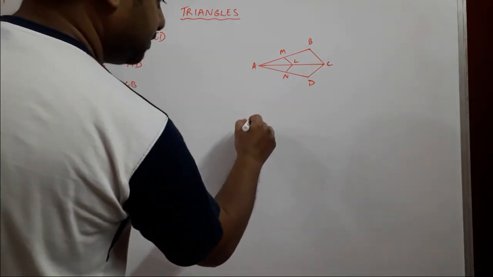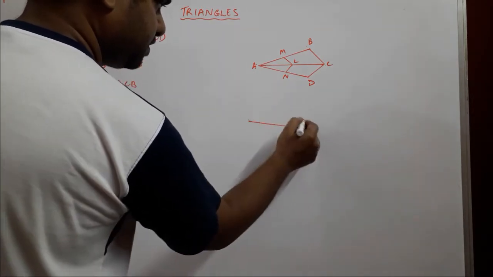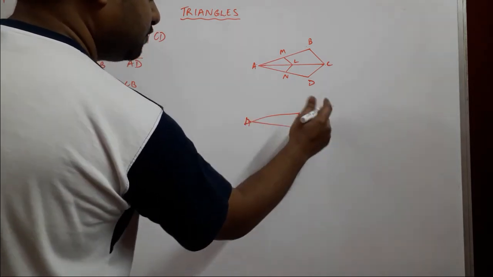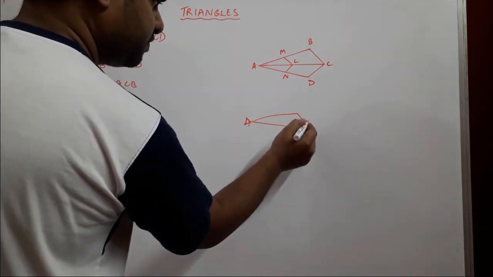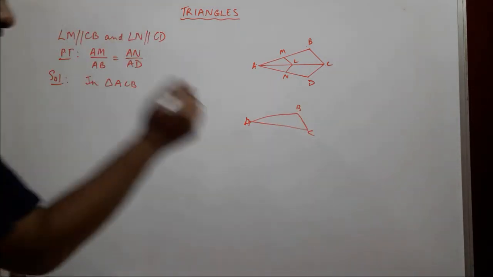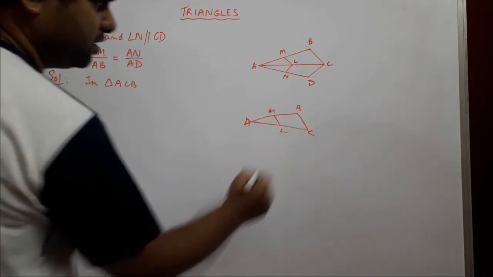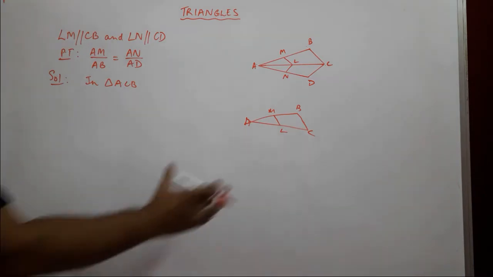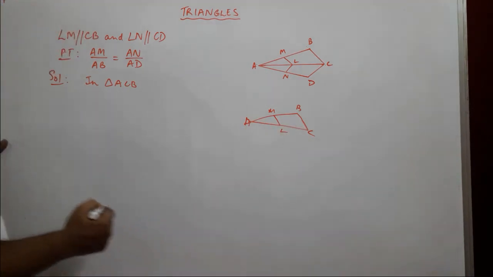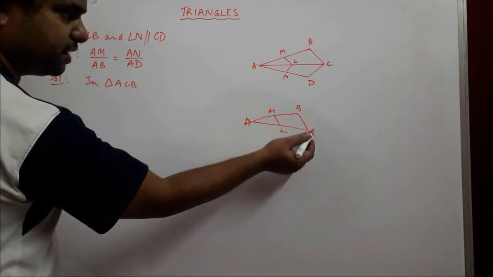I'll just draw them separately so that you understand it better. Okay, just drawing a rough diagram for better understanding. A, B, C or ACB. Okay, we have this and we have this parallel over here, so ML. Now this is your triangle, the top part. In this triangle we can definitely apply the basic proportionality theorem because we are given LM is parallel to BC.